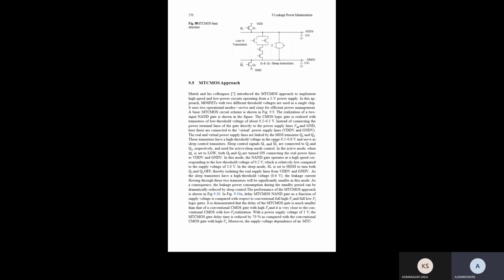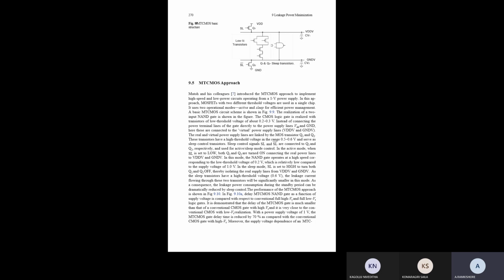So it mainly uses two operational modes, one is active and the other is sleep, for efficient power management. In this multiple threshold complementary metal oxide semiconductor approach, these two threshold voltages are used for two modes. Those modes are nothing but the active mode and the sleep mode, for efficient power management.